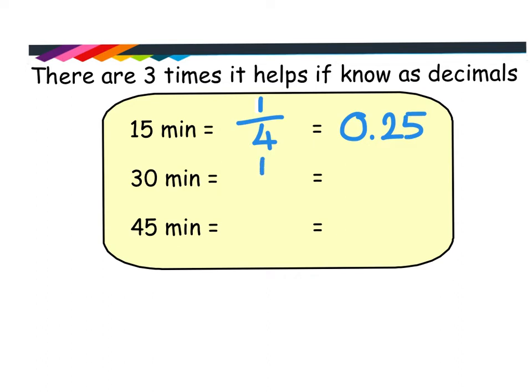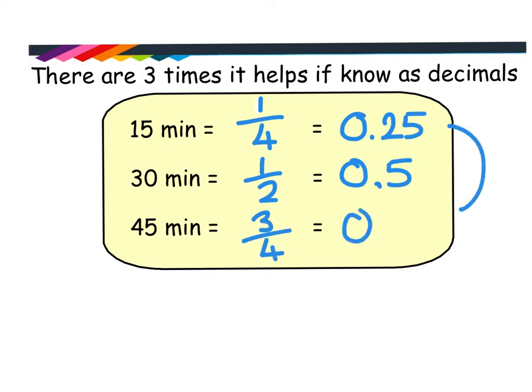30 minutes is double of that. So 30 minutes is a half, and we all know a half is 0.5. And then 45 minutes is 3/4 of an hour, which is 3 lots of that one, so 0.75. So you need to learn these off by heart, okay? It makes life so much simpler.